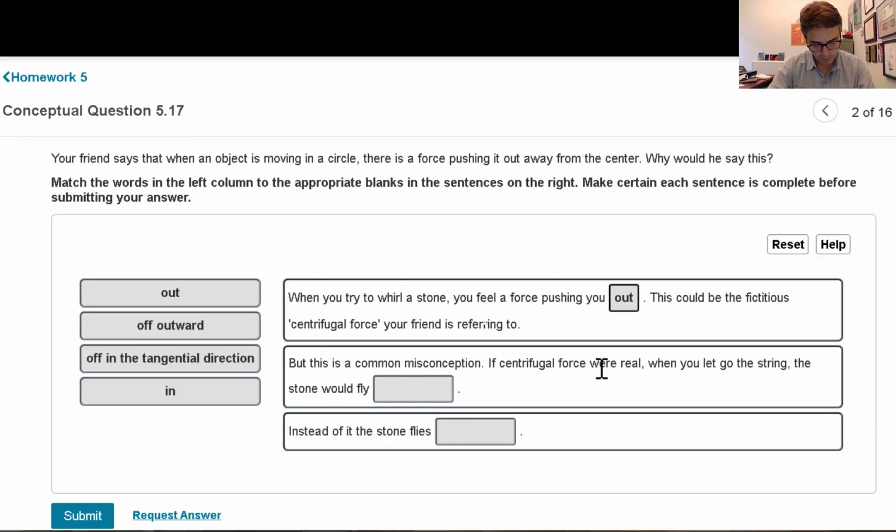If centrifugal force were real, when you let go of the string, the stone would fly off outward. Instead, the stone flies off in the tangential direction.